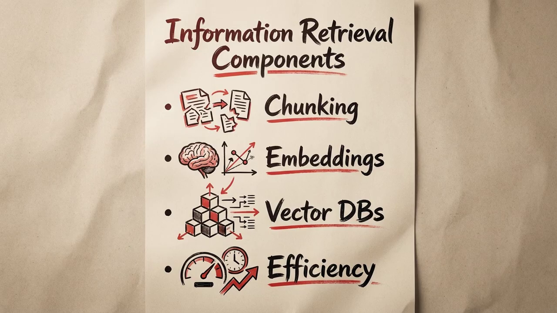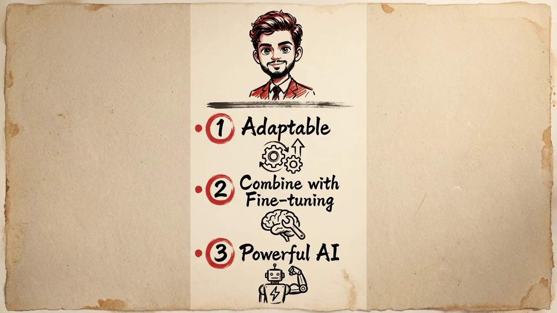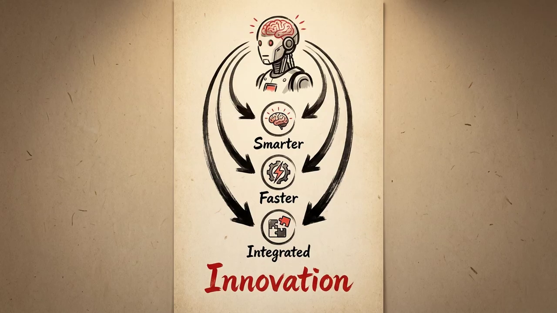Components like chunking, embeddings, and vector databases are crucial for efficient and accurate information retrieval. RAG is highly adaptable and can be combined with fine-tuning for even more powerful and tailored AI applications. The future of RAG is bright. Expect even smarter retrieval, more sophisticated generation, and seamless integration into everyday AI tools.